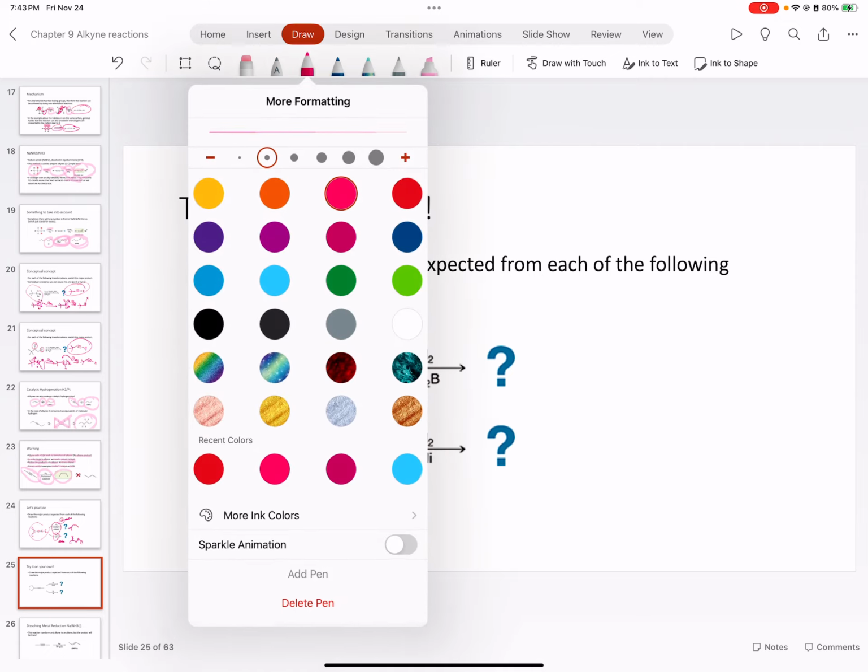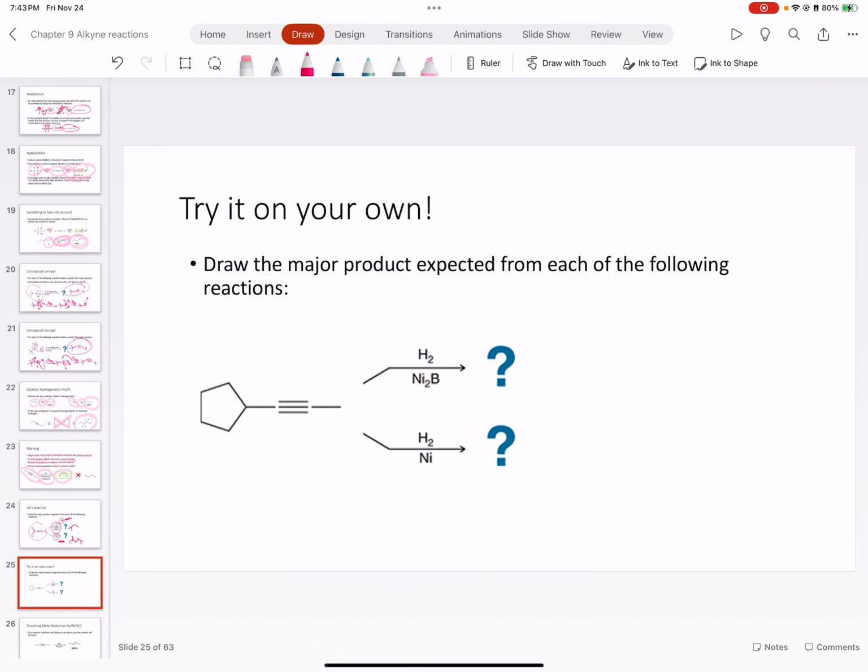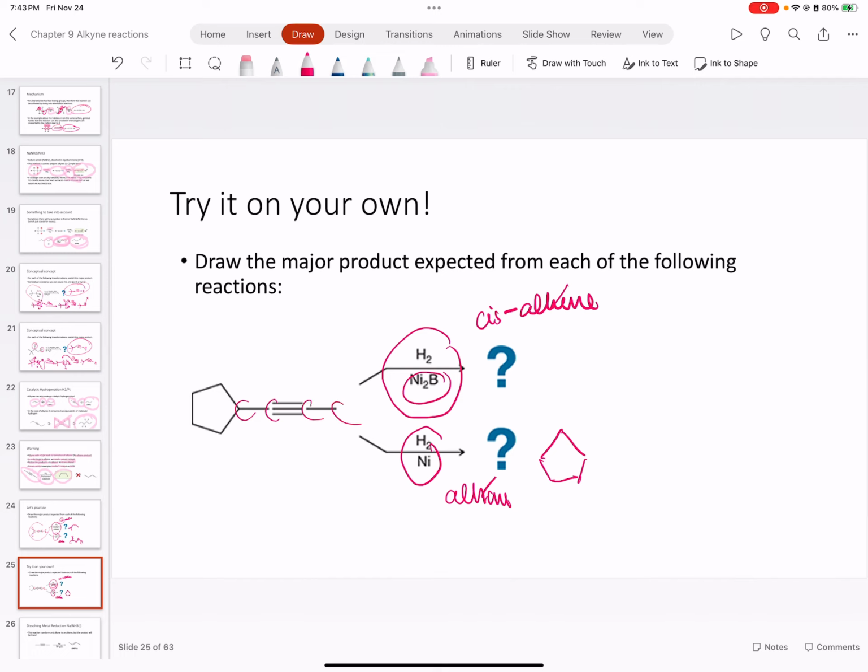Okay, so we said that an example of a poisoned catalyst can be Lindlar's or Ni2B. So this is an example of a poisoned catalyst, so we're gonna get a cis alkene. Well, in here, with H2, you can use things like Pt, Pd, or Ni. So then I would just get an alkane. So from our alkane side, 1, 2, 3, 4, 1, 2, 3, 4, and then I have 1, 2, 3, 4 in here.